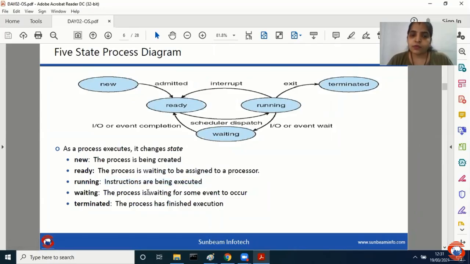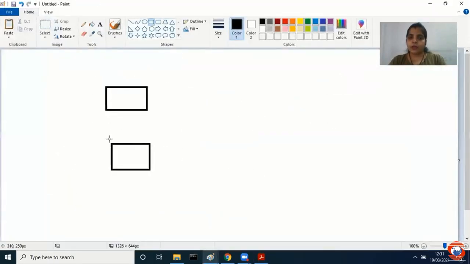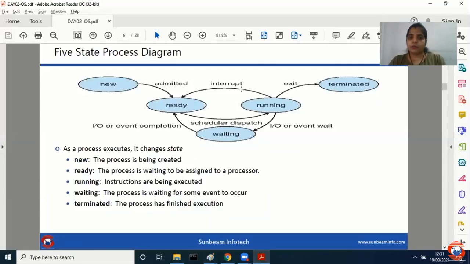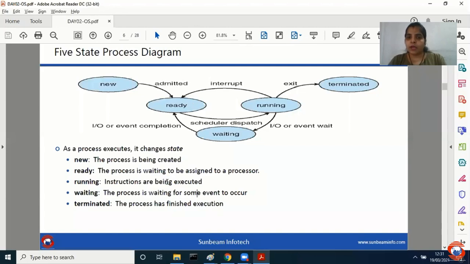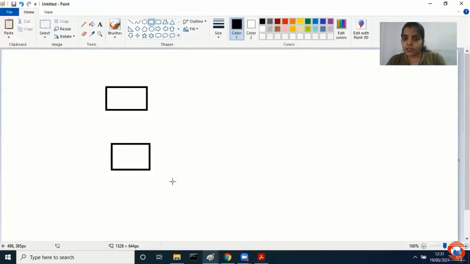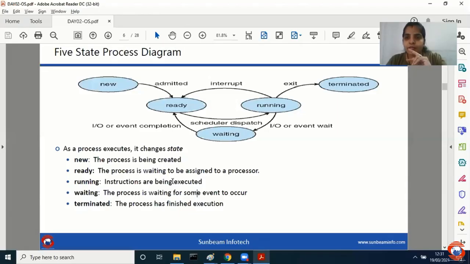Waiting, the process is waiting for some event to occur. That means when I have, let us say, performed alt tab, I'm coming to this paint. Again alt tab, I'm coming to the ready state. Right now, I'm in running state. Right now, I'm in ready state. So can you see, even though I am pressing alt tab, I'm switching from one application to another application. That is called dispatching.